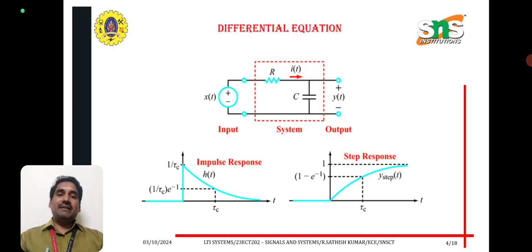This is the impulse response of the system with respect to the differential equation, with respect to tau c, that is the cutoff frequency, which is nothing but h of t. While taking the response to the unit step function, we can get the response of the system as a linearly growing function, 1 minus e power minus t, which is related to the impulse response of the differential equation.